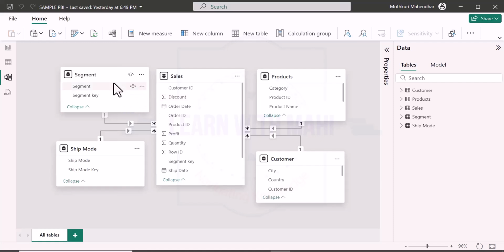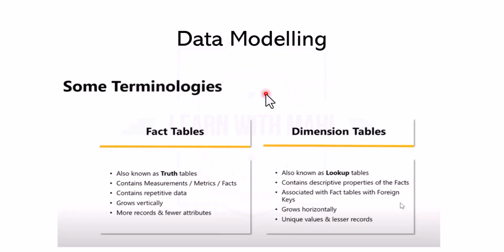In any relationship between the two tables, if you observe one on the table side, you can conclude that particular table as the dimension table. And in the same way, if you observe a star for any table, you can conclude that as a fact table. Here I have provided a few differences between fact and dimension tables. Please pause the video and read it.